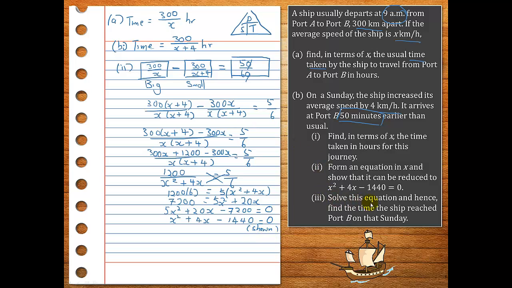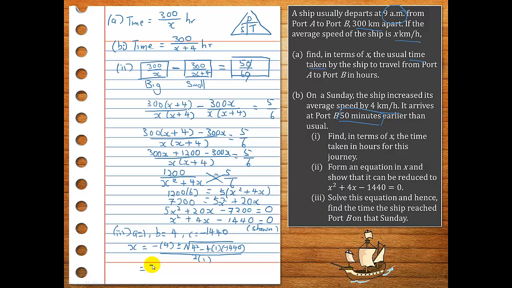Finally, we are asked to solve this equation and hence find the time that the ship reached port B on that Sunday. Well, to solve this, we can use the quadratic formula. And hence a equals 1, b equals 4, and c equals negative 1440. And the formula will be x equals negative b plus minus square root of b squared minus 4ac, the whole thing over 2a.